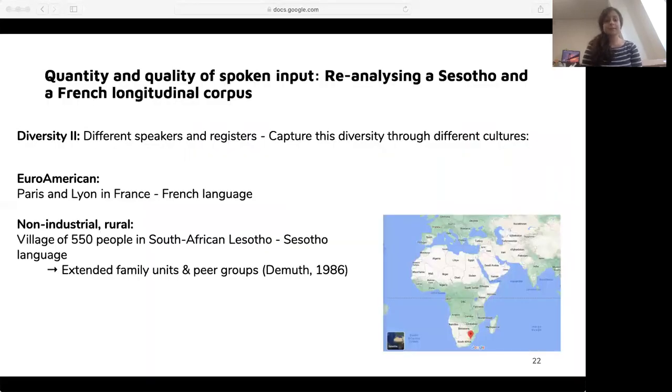We talked about diversity across cultures. We capture this diversity by looking at different cultures: a Euro-American, European one, looking at 2 big cities in France, where children learn French, and a non-industrial rural one, a village of 500 people in South African Lesotho, where children learn Sesotho. The second culture has been documented to have extended family units, and children hang out in peer groups early on.